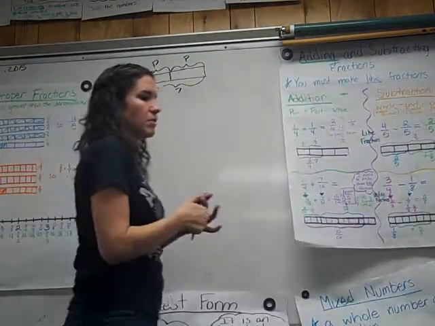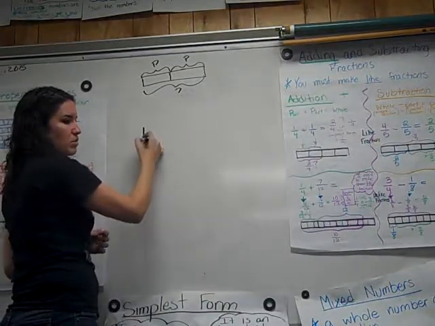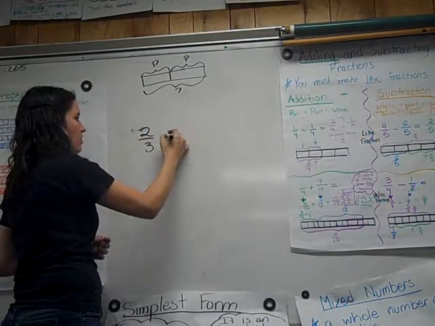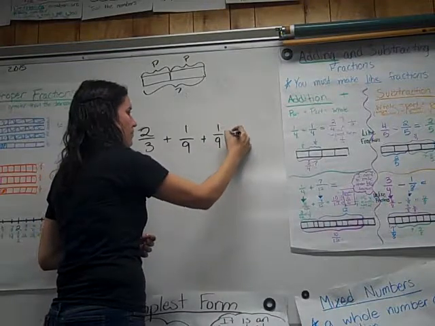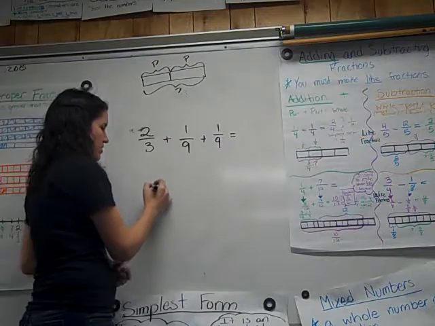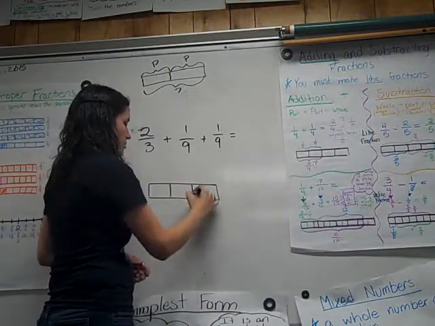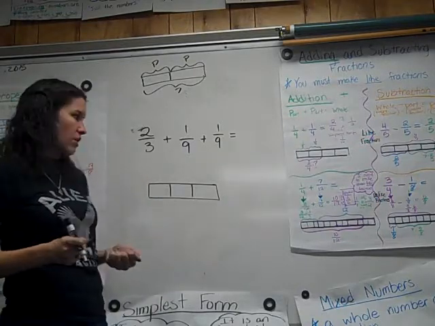So this time I wanted to do 1/9. Actually, I want to start with 2/3 to show you how to do it the other way. Plus 1/9 plus 1/9. So this time, maybe they get to this one and they just want to start with this first number. Well, it's 2/3, so we take our bar and break it into 3 equal parts because your denominator is 3, so that's thirds.